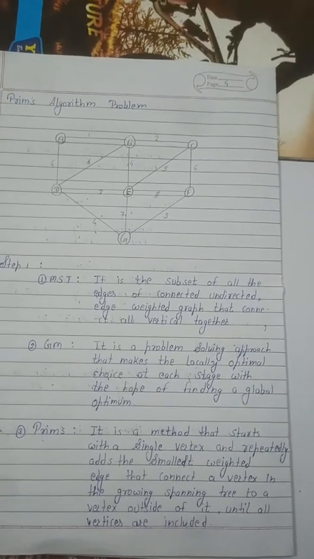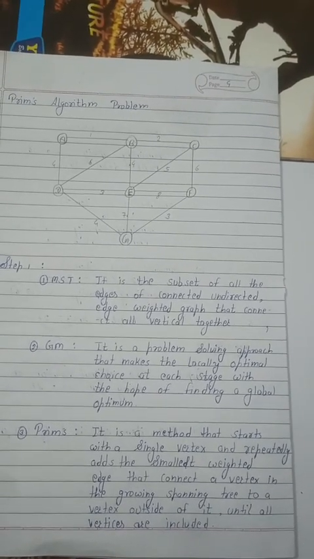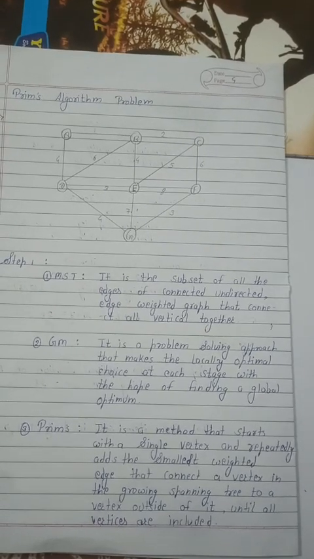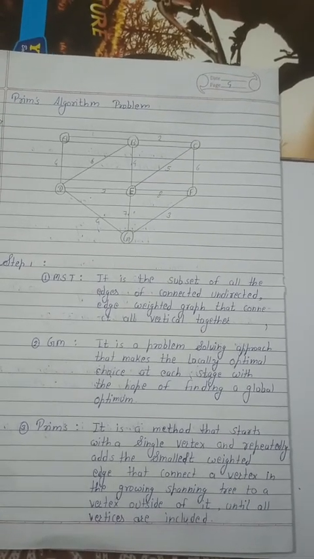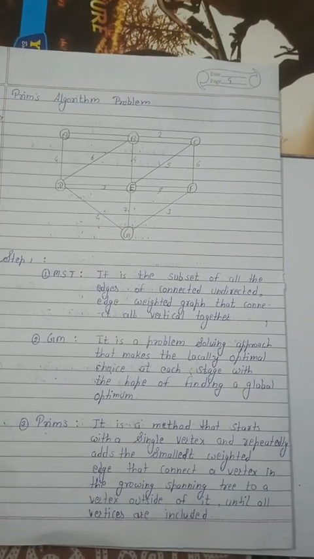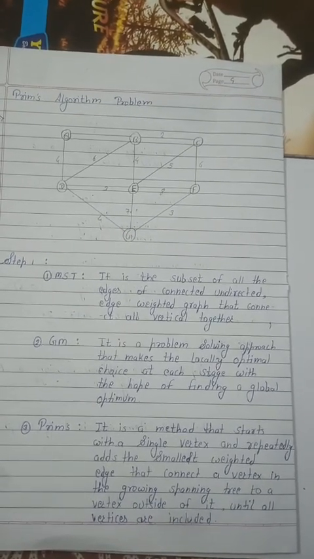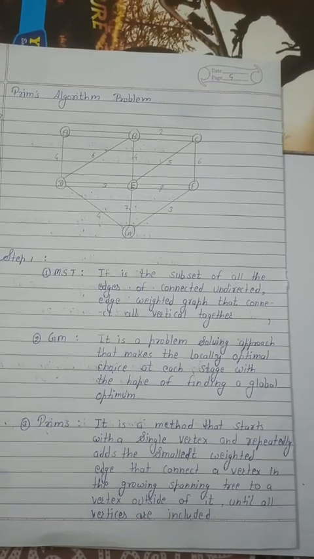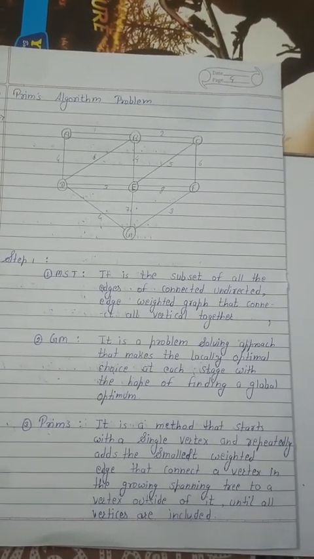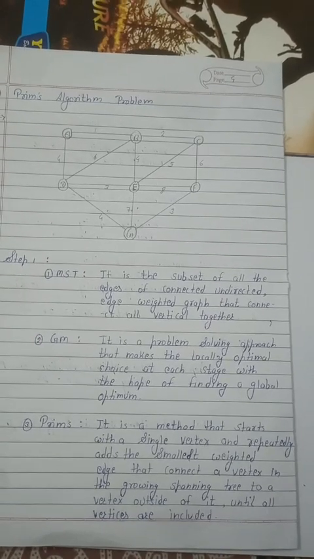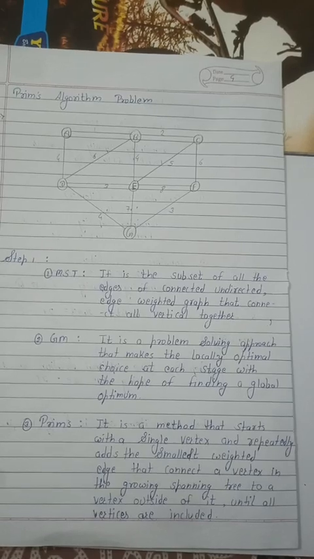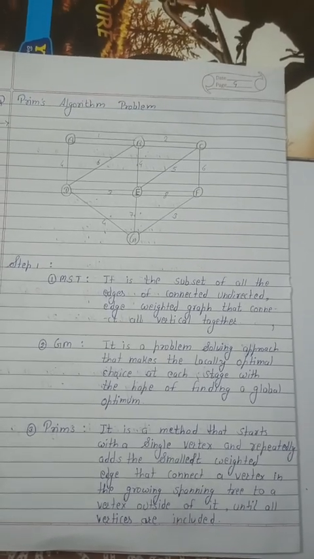MST is the subset of all the edges of a connected undirected edge-weighted graph that connects all vertices together. What is the greedy method? It is a problem solving approach that makes the locally optimal choice at each stage with the hope of finding a global optimum. Third is Prim's algorithm, that is very important. It is a method that starts with a single vertex and repeatedly adds the smallest weighted edge that connects a vertex in the growing spanning tree to a vertex outside of it until all vertices are included.